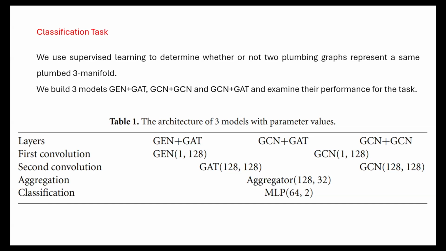And for a fair comparison, we set all the hidden dimensions to be the same, and then we share the common aggregator and MLP classifier. The aggregator plays a role to sum up all the node representations to obtain whole graph representations. And the classification layer will give us an answer, yes or no, whether they are the same or not.